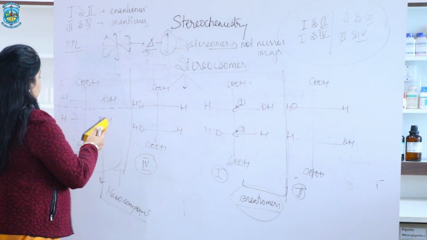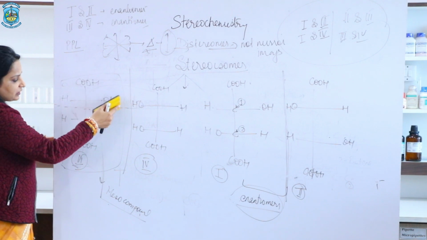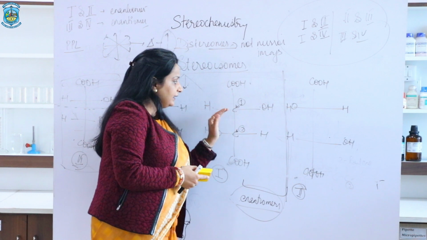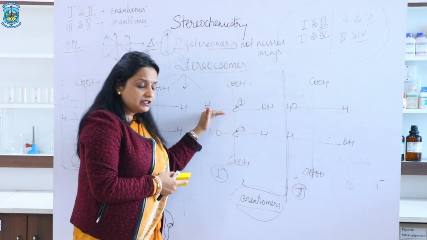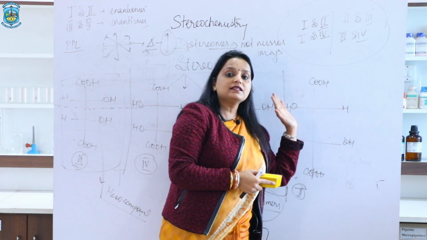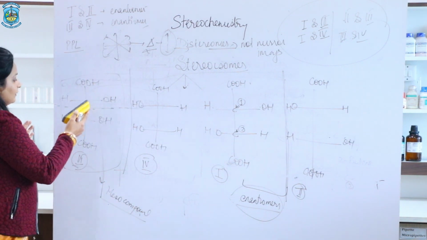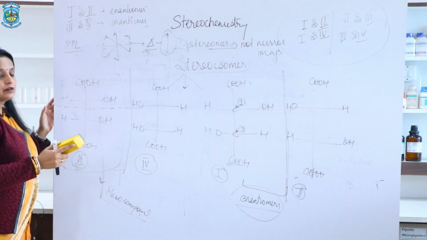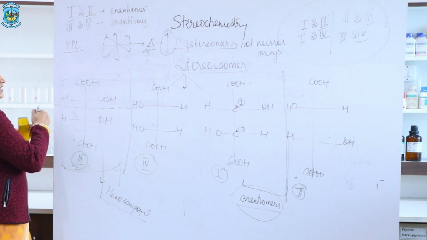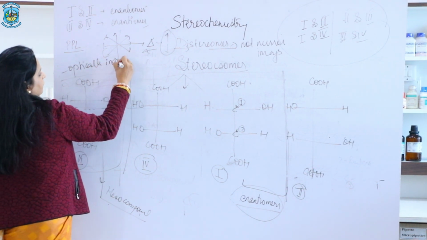But in this structure, I told you that one half of the structure is the mirror image of the other half. And we have studied that if one is the mirror image and the other is the main structure, then they rotate plane polarized light in opposite directions. So, we can categorize that any structure which has a plane of symmetry is optically inactive.